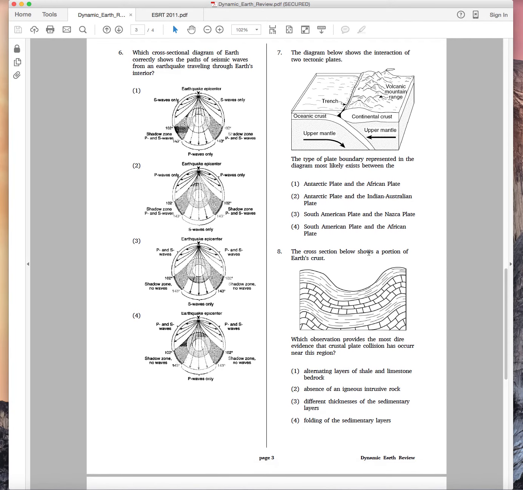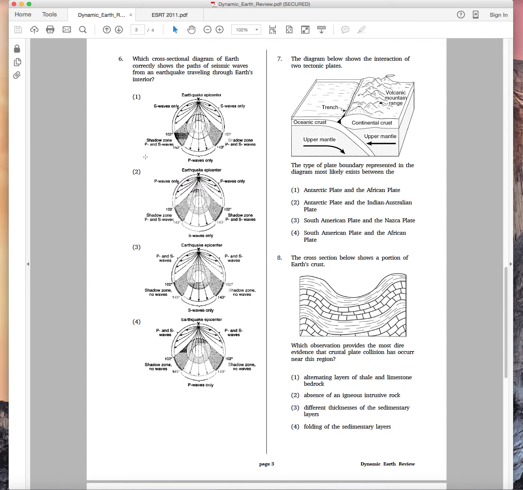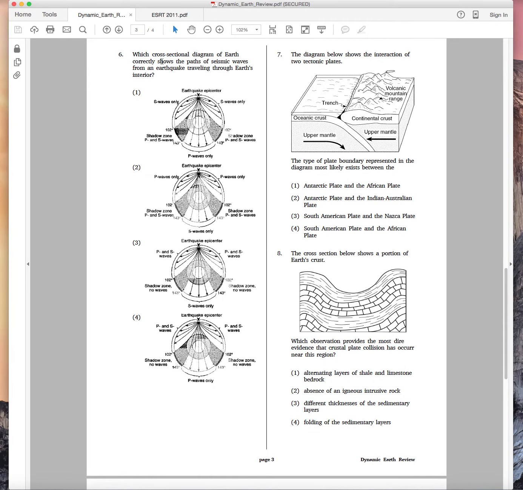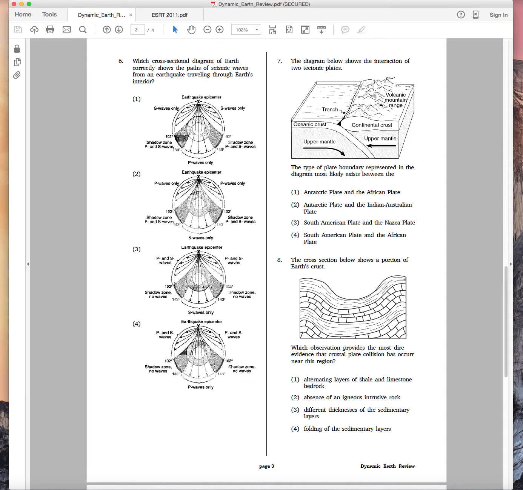Alright, turn the page. Number 6. Which cross-sectional diagram of Earth correctly shows the path of seismic waves from an earthquake traveling through the Earth's interior? So we have the earthquake epicenter at the top of each. And we know that the P waves can travel through all types of media, through solids, liquids, and gases. The S waves cannot travel through liquids.